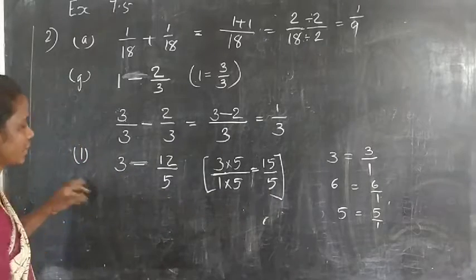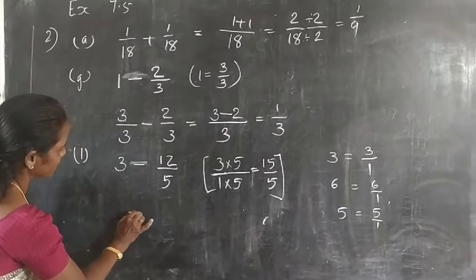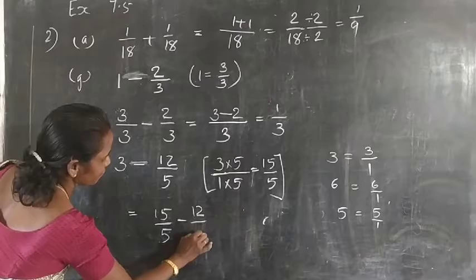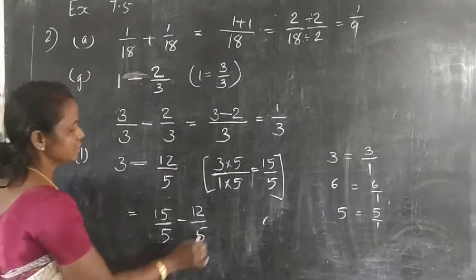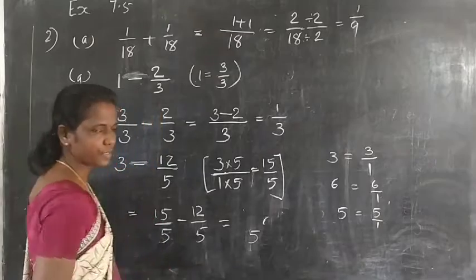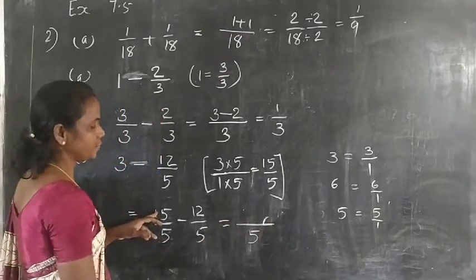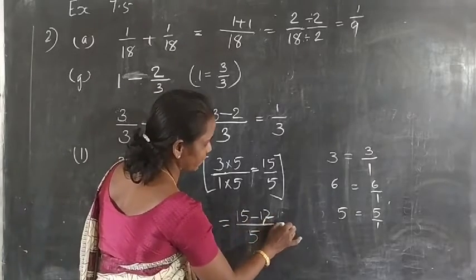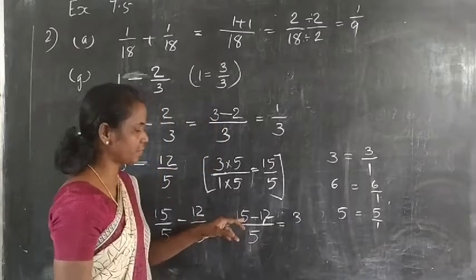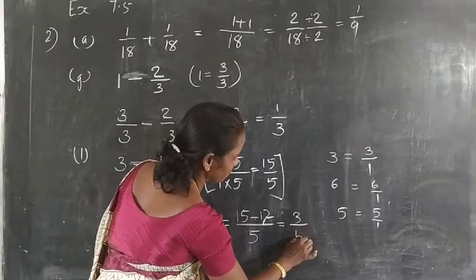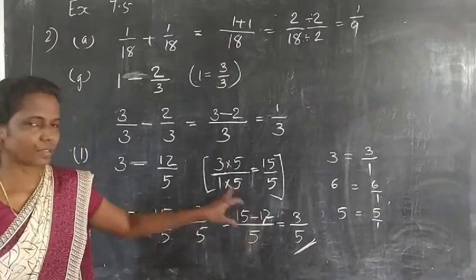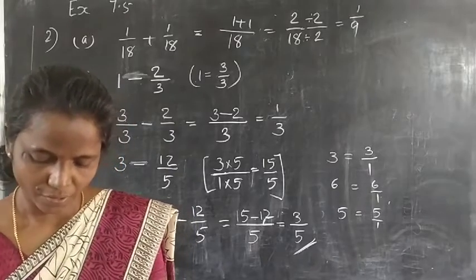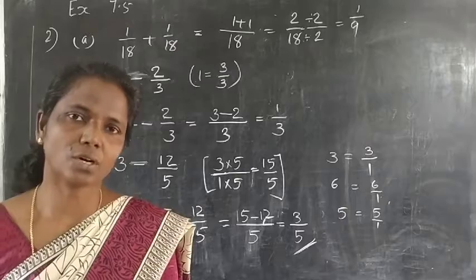So in this place we can write 15 by 5 minus 12 by 5. Now look, denominators are same. So write that same denominator and subtract the numerators. 15 minus 12 is equal to what number? 3. Numerator is the difference of 15 minus 12. 3 by 5. Is it clear? The next questions, find and write yourself, solve yourself.